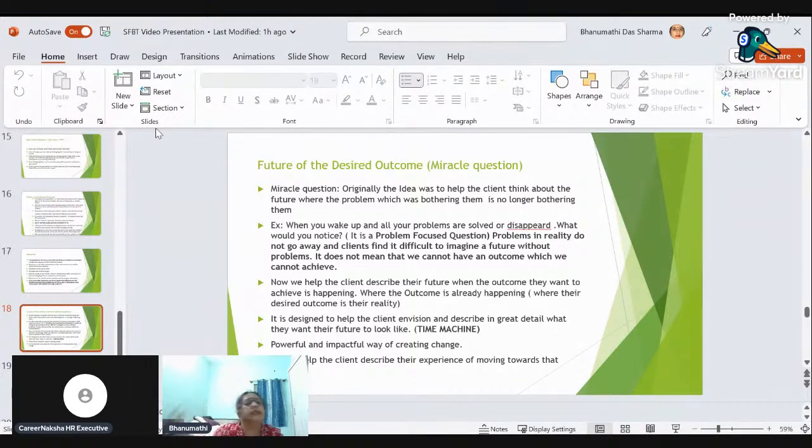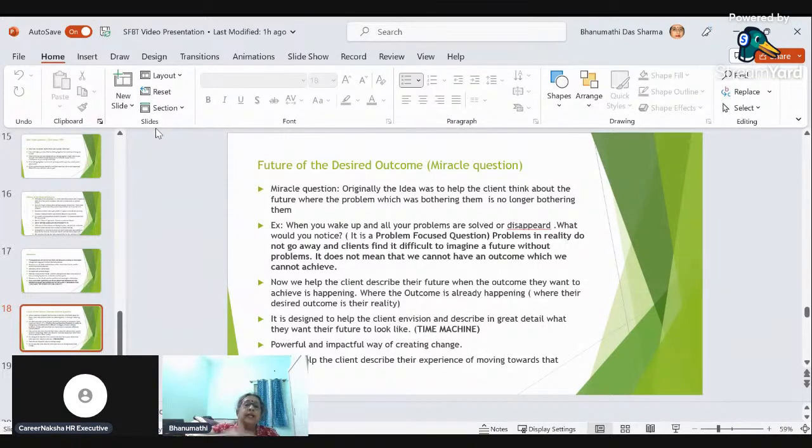If you ask, they will be very vague, so you need to be very specific. What is the first thing you will notice? First, in block letters, FIRST. Or then you can say, give me 3 to 5 identifiable indicators which will tell me that your desired outcome is present. Then you can say, who else will notice?